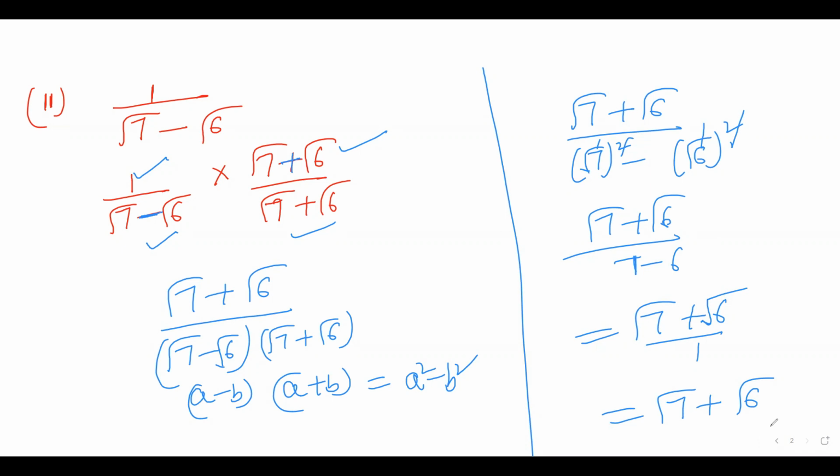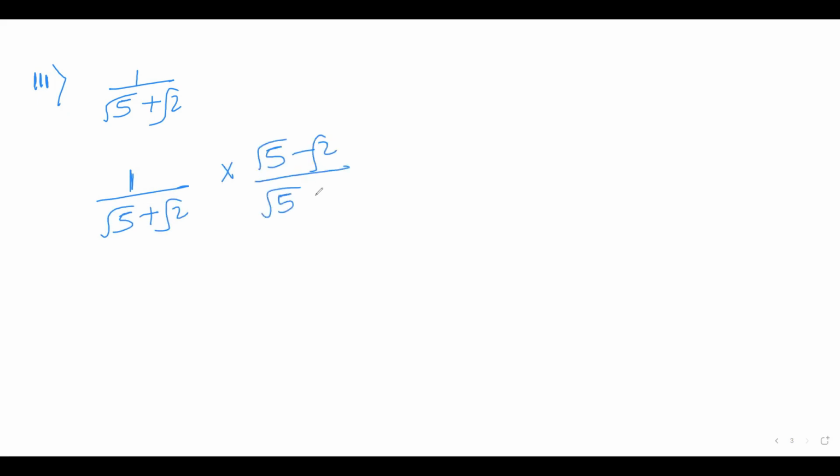Let's go to the next question. Third bit. 1 by root 5 plus root 2. Rationalize the denominator. You should multiply with root 5 minus root 2. Numerator into numerator, 1 into root 5 minus root 2 is root 5 minus root 2. Denominator into denominator.